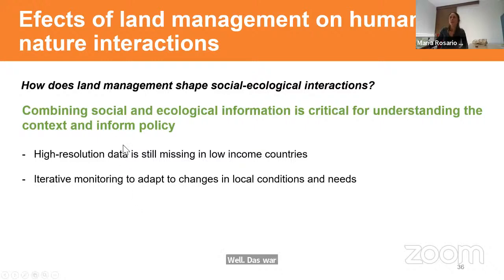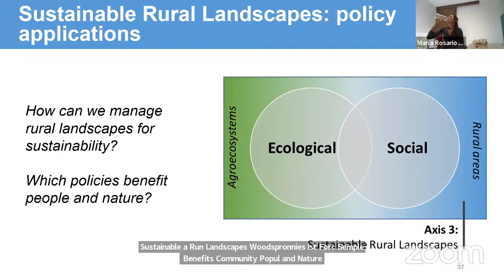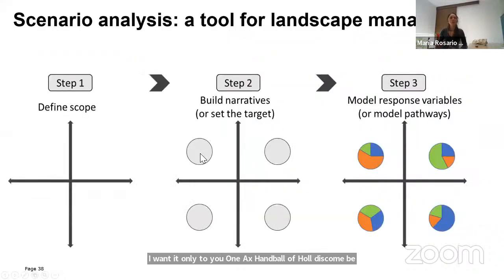Finally, on the third aspect of my work that I wanted to show is how can we apply this to the management of sustainable rural landscapes? And here I ask which policies, for example, benefit people and nature, or how can we manage rural landscapes for sustainability? I wanted only to show one example of how this can be applied, and it's through the use of scenario analysis, which is a very interesting tool for landscape management.